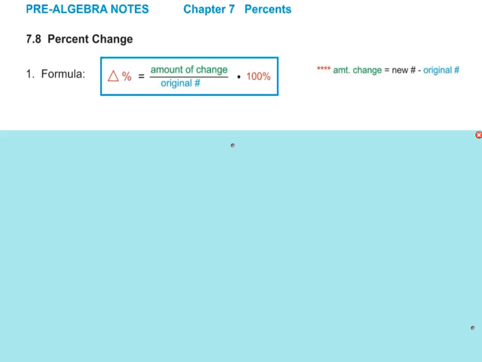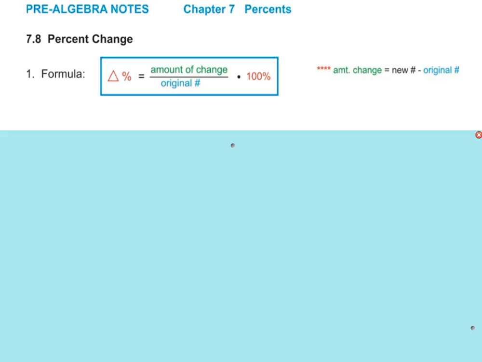Okay, this is 7.8. It's our last lesson of the percent chapter. Now, I gave you all a study sheet that lists all the formulas in one place. I hope you were wise, and I hope you kept it. I hope you've been looking it over, that you used it to help get ready for your last quiz, and that you're going to look it over and use it to get ready for your test.